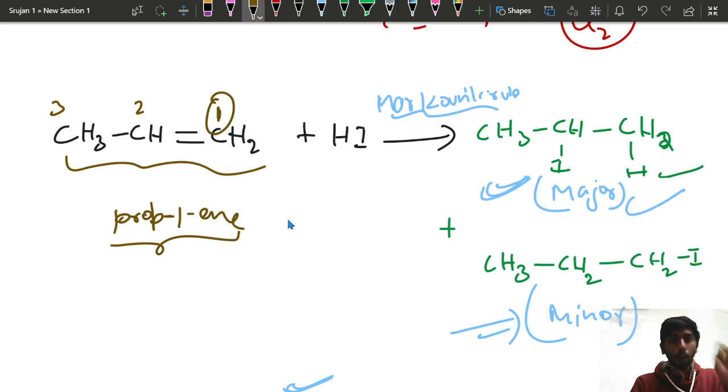If you treat prop-1-ene with hydrogen iodide, it follows Markovnikov's rule. The major product will be this. What is the major product name? We have to name it. So 1, 2, 3. What is this name?